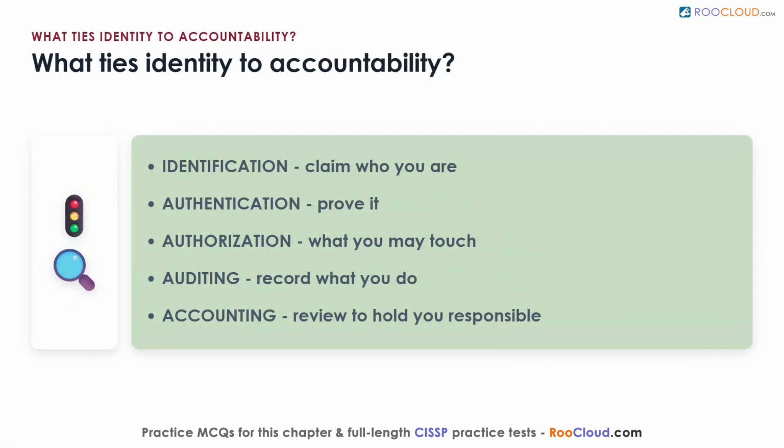What ties identity to accountability? A foundational set of access services. On the surface, it is authentication, authorization, and accounting, but it really unfolds into 5 steps. Identification, you claim who you are. Authentication, you prove it. Authorization, the system decides what you may touch. Auditing, it records what you do. Accounting, someone reviews those records to hold you responsible. Drop any one, and the chain of accountability breaks.